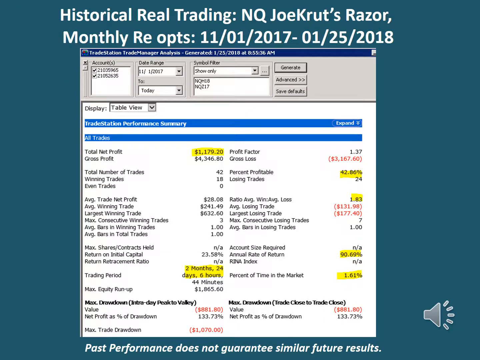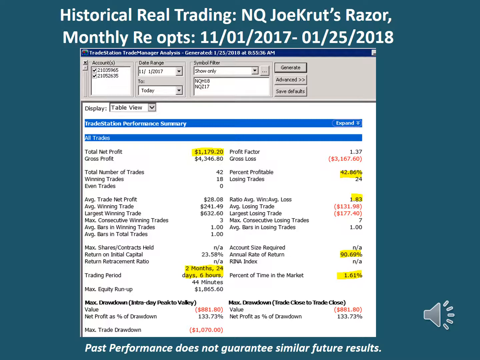Now this is trading the Razor since November the 1st through today, and there's been 42 trades in that period. It's been right at 3 months. Only 42% right, but we made $1.83 for every dollar we lost. The annual rate of return now is 90% based on this. We're only in the market 1.61% of the time.